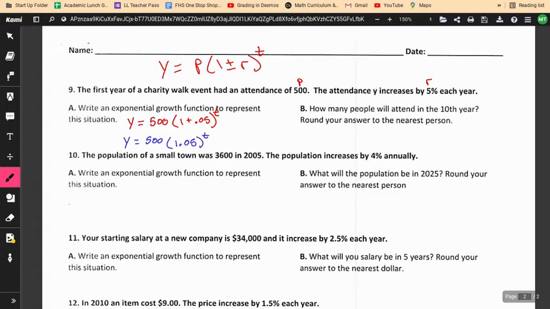So all I did was perform the addition inside of the parentheses. Okay, and so this equation that I just generated is the one that I'm going to use to figure out my next question, B. It says, how many people will attend in the 10th year? Round your answer to the nearest person.